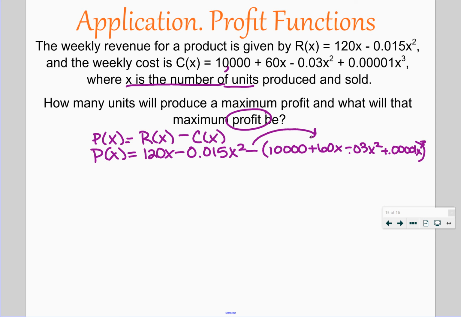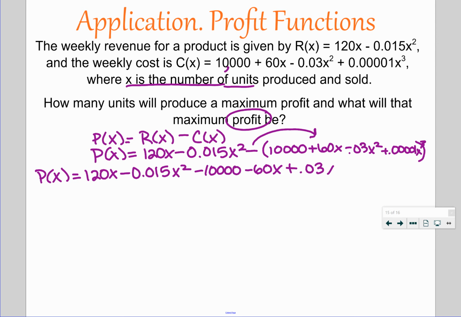To do this, you remember that you need to distribute the negative in first, and then we're going to combine together like terms. So my profit function P of x is, bring down my 120x and my negative 0.015x squared. I'm going to change all of the signs in my cost function inside the parentheses there. So it's going to be a negative 10,000, a negative 60x, a positive 0.03x squared, and then a negative 0.401x to the third.